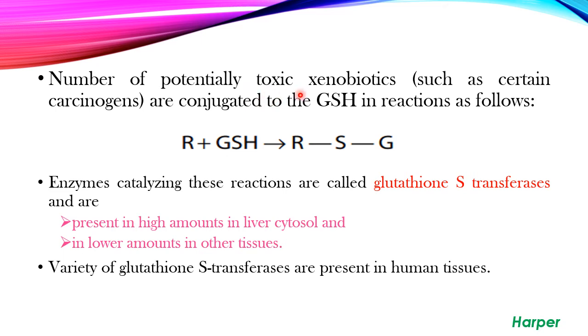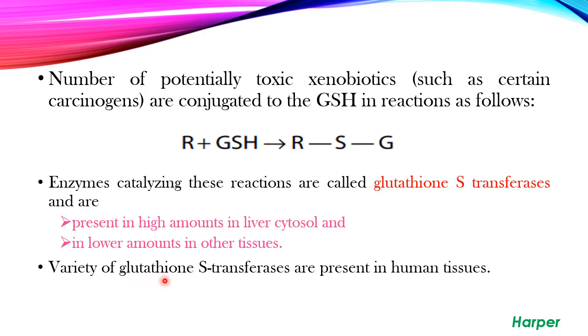Potentially toxic and harmful xenobiotics undergo glutathionation, for example, many types of carcinogens. And this is the reaction which is catalyzed by glutathione S transferase. Here you have your xenobiotic, and this binds with glutathione, which is present here in its reduced form, and as a result you get this product, which is water soluble and can easily leave the body. Now, glutathione S transferase, which catalyzes this reaction, is found in excessive amounts in the cytosol of liver, and is found in lower amounts in other tissues.